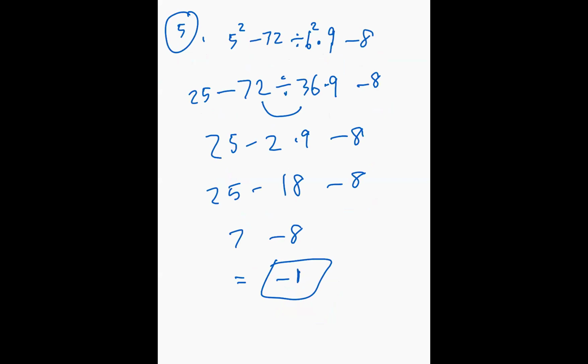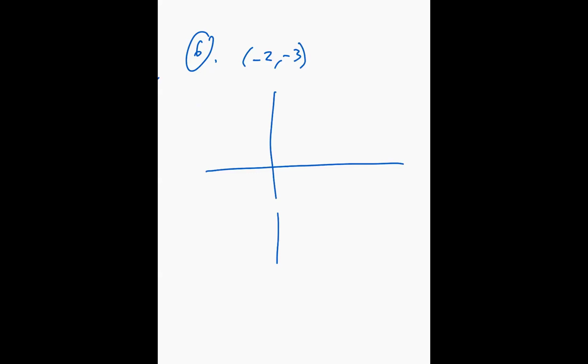Okay, now number 6. Number 6 is going to be one of your favorite ones, I hope, because it's so good. Negative 2, negative 3. It says plot this point in a rectangular coordinate system. Doesn't that sound like rocket science? A rectangular coordinate system is just a y-axis and an x-axis. And then you go left 2, down 3, like that, right?